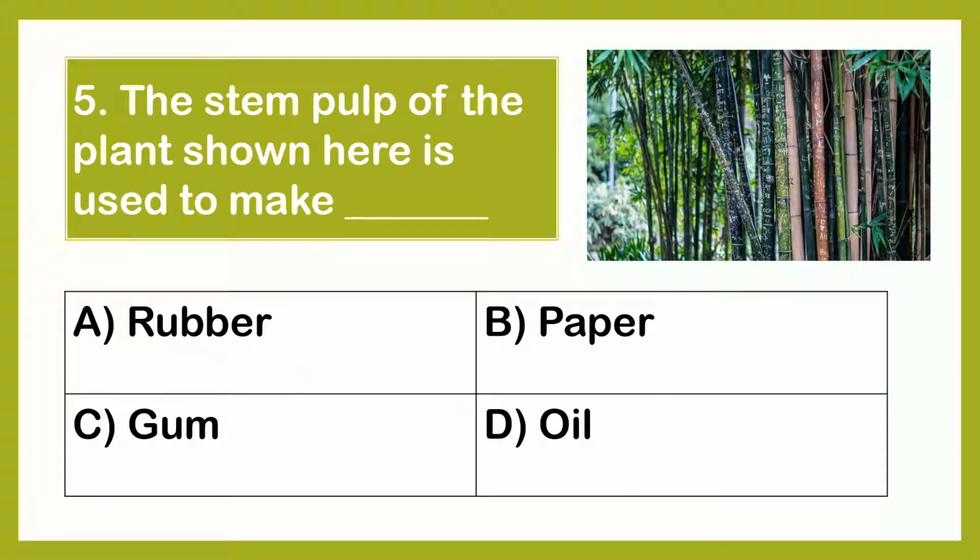The stem pulp of the plant shown here is used to make dash. Options are: option A, rubber, option B, paper, option C, gum, option D, oil. The answer is option B, paper. The plant shown here is bamboo plant. The pulp of its stem is used to make paper.